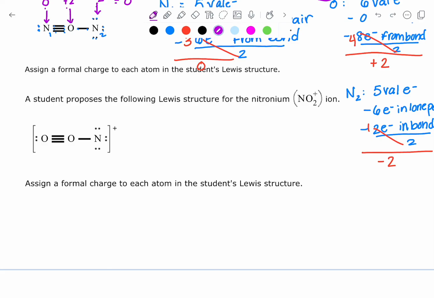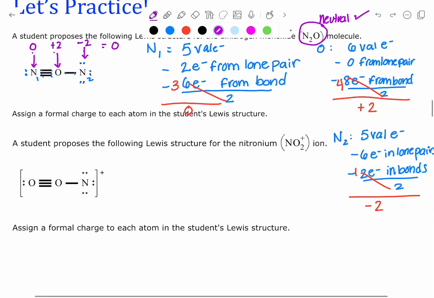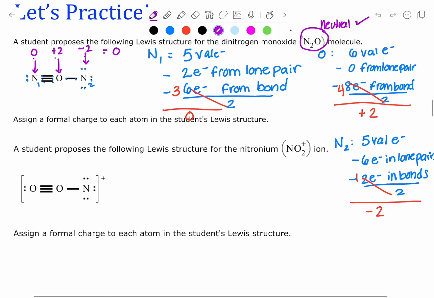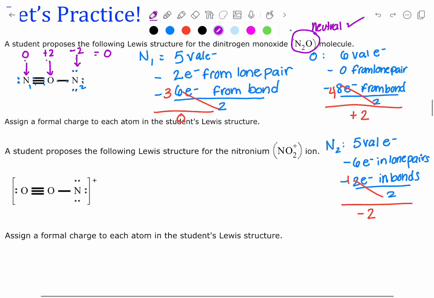Okay, so what I want you to do is pause the video. I'll have my work shown here so you can utilize it to help you. Okay, try this molecule and determine the formal charge for each atom in that molecule. Try that one on your own. Okay, see how far you get. If you get stuck, feel free to come back to the video and we'll work through it together.